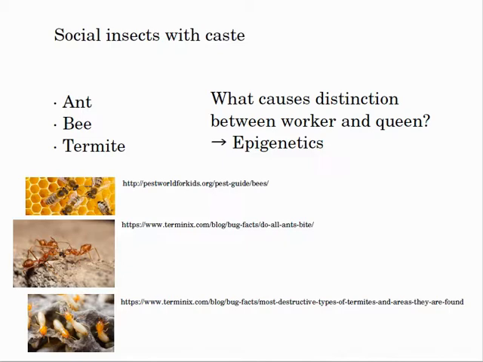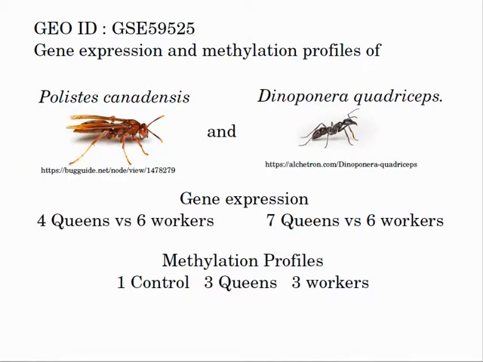And a typical example is social insects with caste. Among the many well-known social insects, ants, bees, termites, there is typically a queen and workers, and of course they are the same species, they share the same genome, but their phenotypes are completely different. So in this case, epigenetics is a possible candidate to control these different phenotypes. And we would like to analyze some data sets in order to understand what causes the distinction between workers and queens in these social insects with caste.